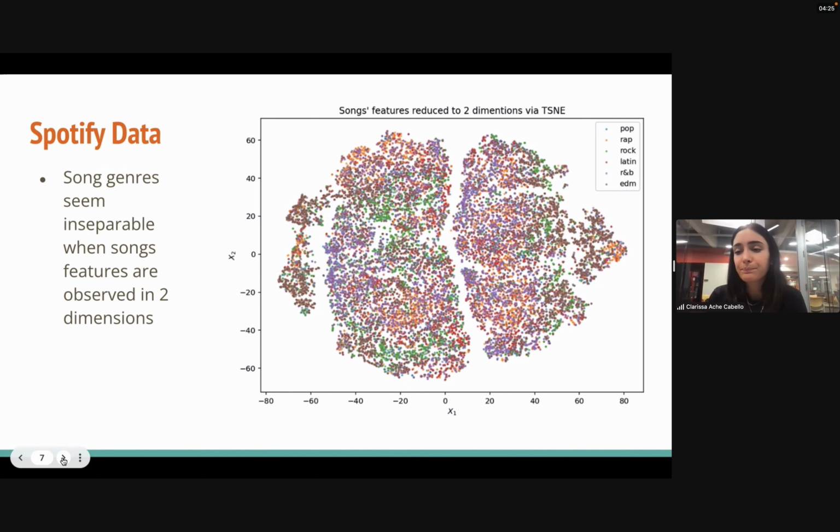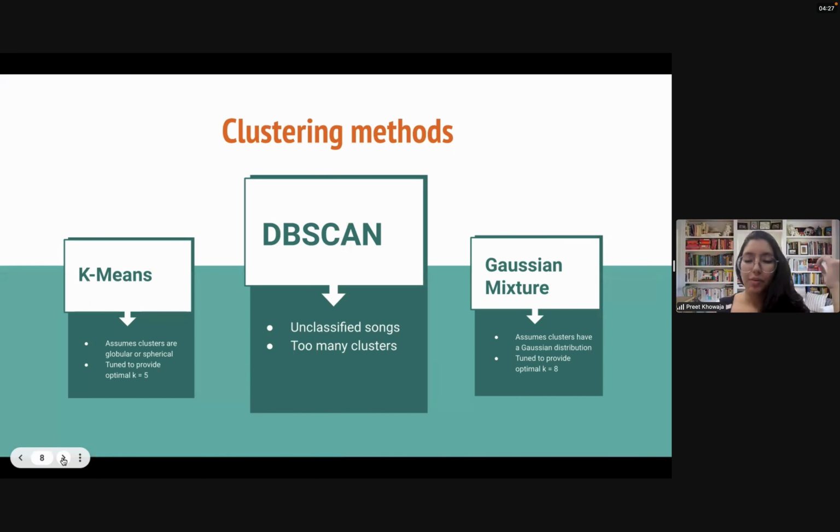Right, so moving on to the clustering methods that we used, we started with DBSCAN, because DBSCAN doesn't require you to give it the number of clusters you want to work with, and we didn't want to make an assumption about the number. But the problem with DBSCAN is that it left a lot of songs unclassified, and it created too many clusters, to the point where the clusters didn't mean anything in terms of genres.